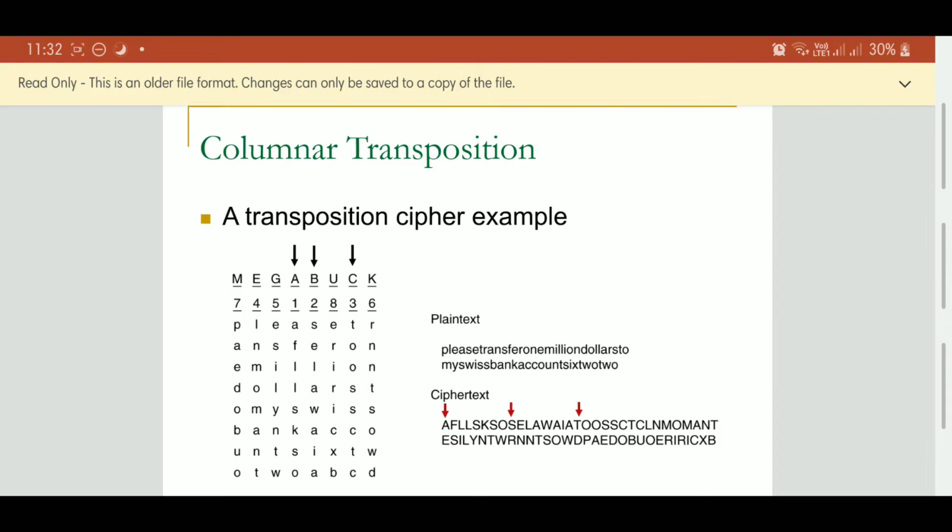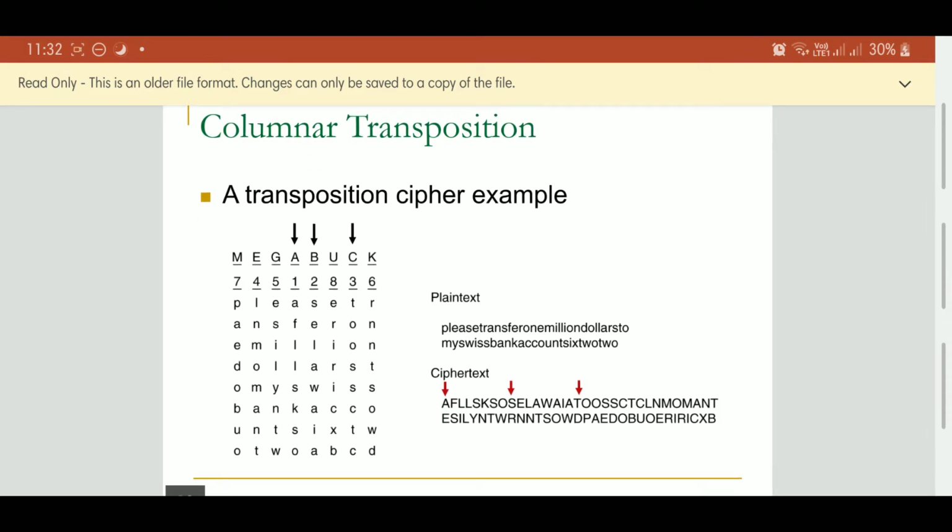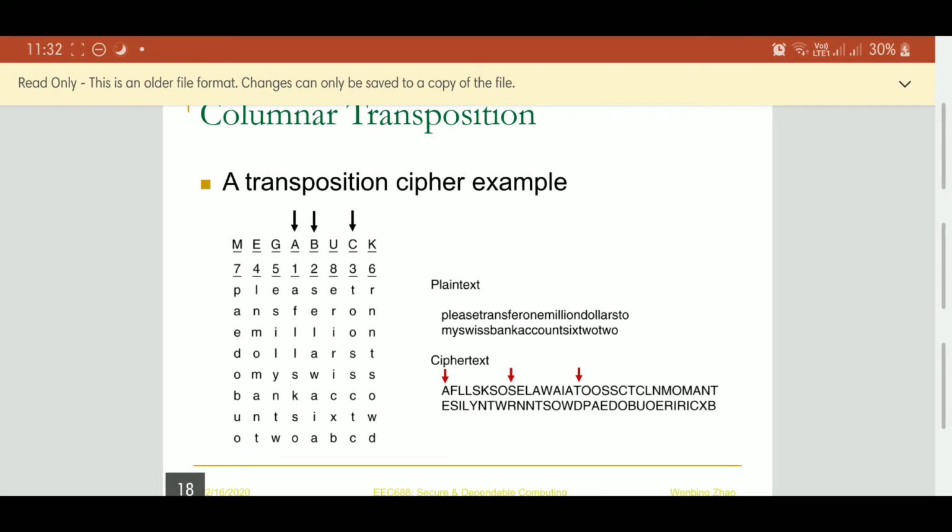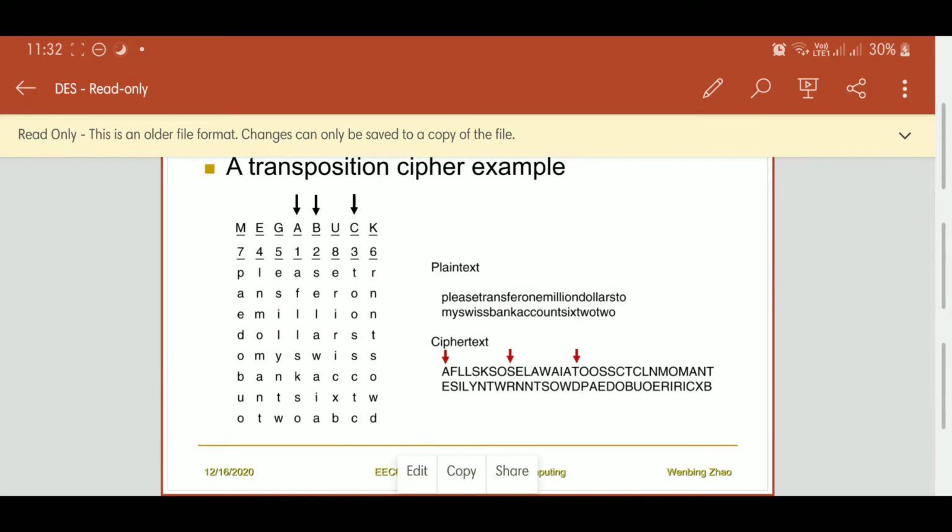Columnar transposition. A transposition cipher example is this. So this is our plain text: Please transfer $1 million dollars to my Swiss bank account 622. The ciphertext for this will be this code written here. This is the ciphertext for this plain text. So this is the example of the cipher.